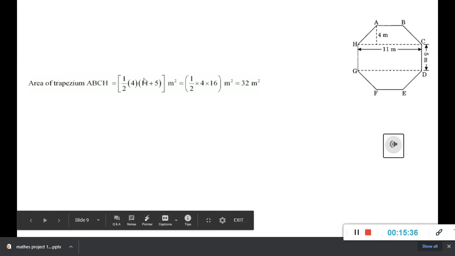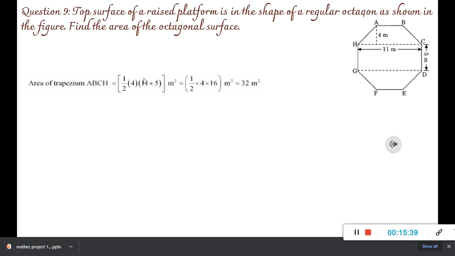Now question number 9. Top surface of a raised platform is in the shape of a regular octagon as shown in the figure. Find the area of the octagonal surface. Here, if we want to find the area of this octagonal surface, we can divide it into three parts. That is the up part, that is ABCH, and the down part EFGD. Both are in trapezium shape, right? That we can take as shape 1, shape 2. And the middle one, shape 3, that is a rectangle, right? That is CDGH.